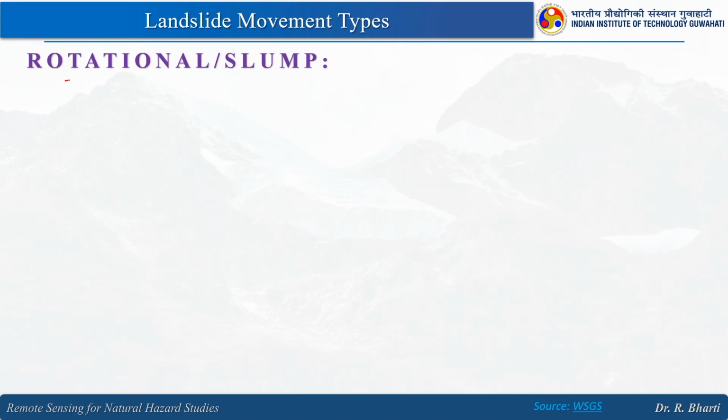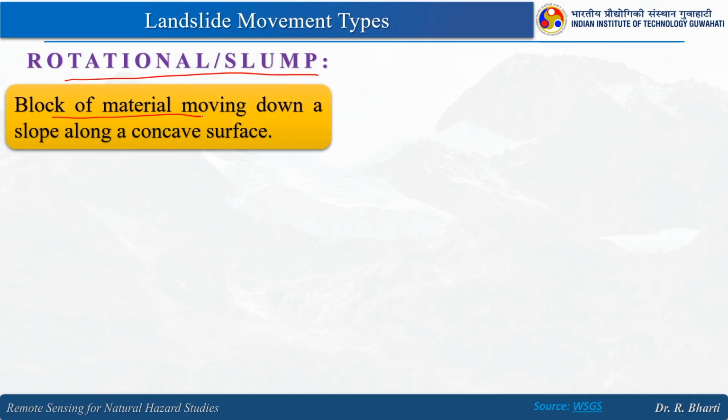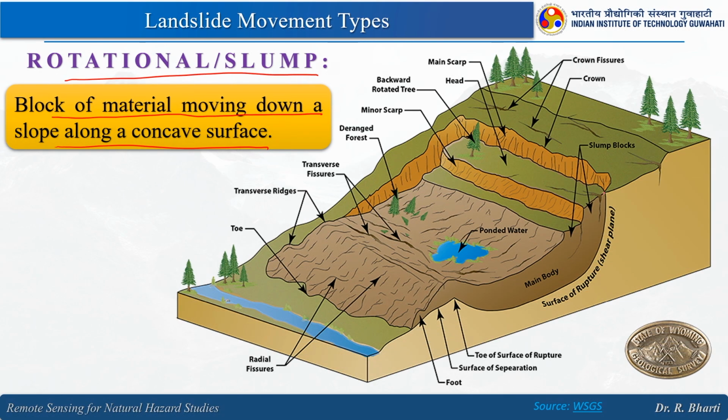Let us start with the rotational landslide, which is also called a slump. Here a block of material moves down a slope along a concave surface. You can see this making the concave surface. This is the main body, this is the surface of rupture, and this is the slump block. And here you have radial fissures, toe, and transverse ridges. Remember what I discussed in the first slide: based on these features you can characterize a particular landslide.